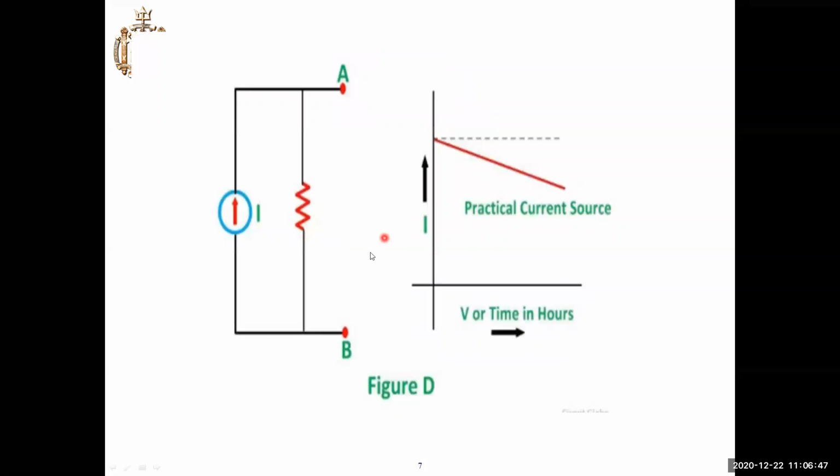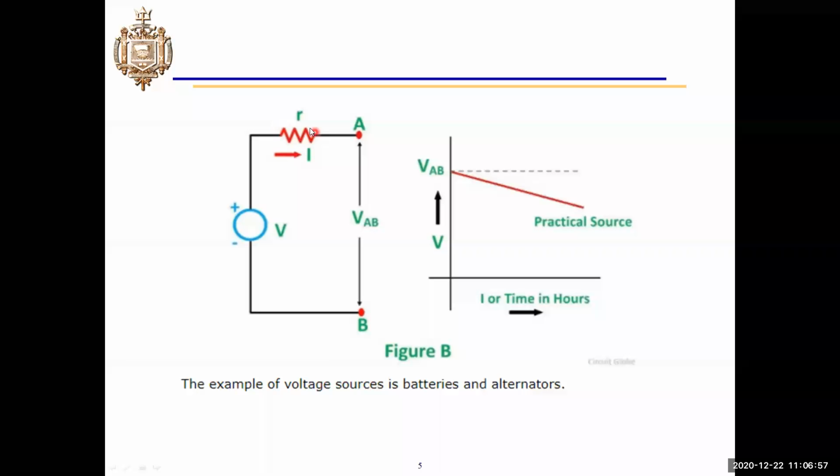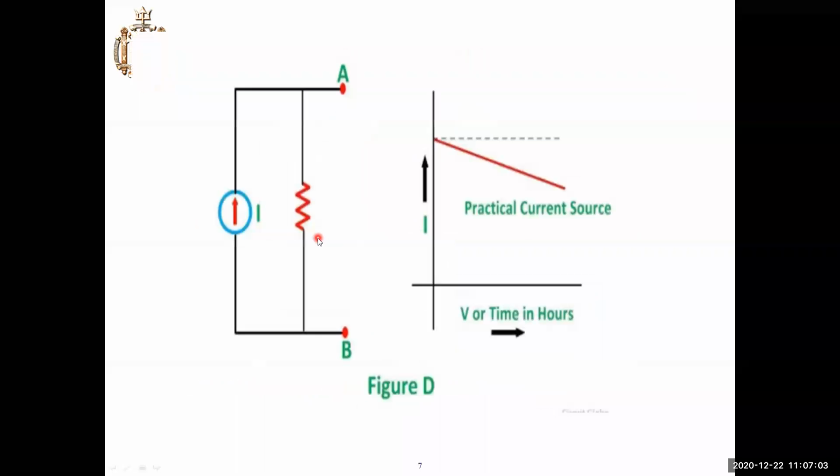Then practically, the current source is indicated in this manner. A practical voltage source has some resistance in series with the voltage source, but a current source is in parallel with a resistor. In parallel to the current source, you have to connect one resistor, which is called the parallel resistor. Because of that, the characteristics are like this.